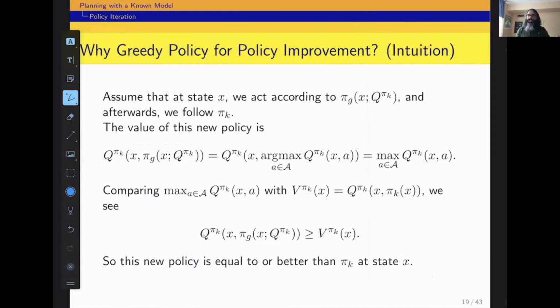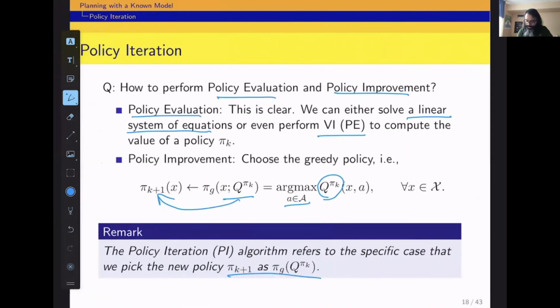Okay, so why is the greedy policy a proper way to compute an improved policy? This is an intuitive argument, but we will make it more rigorous later. But first, is there any question about the algorithm itself? Afterwards, we will go and talk about the details of the algorithm.